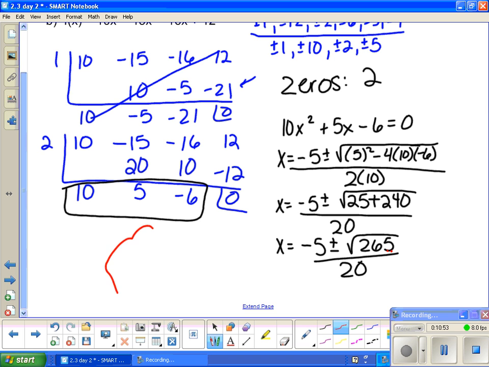So over here on my scratch paper, 265 is 5 times 53, and 53 doesn't simplify. So these are my other two zeros.